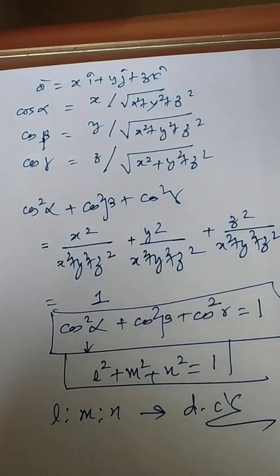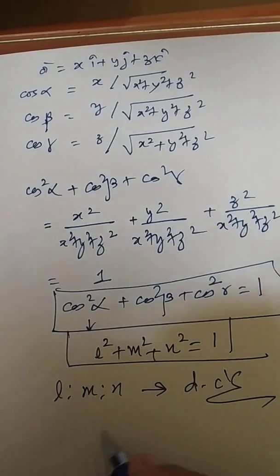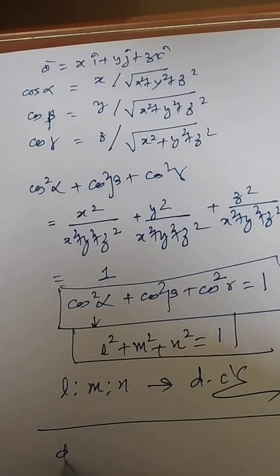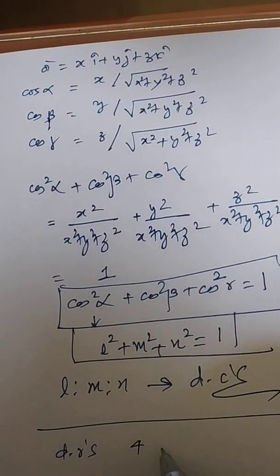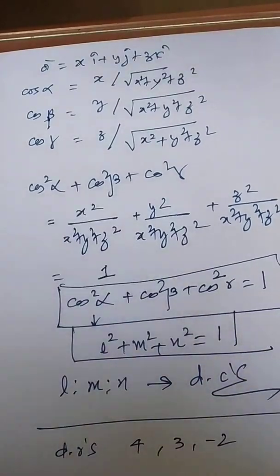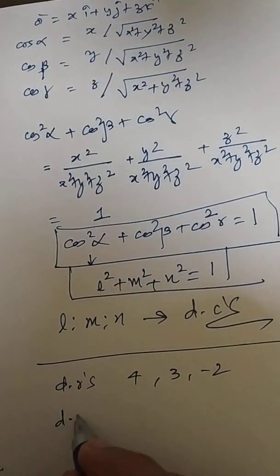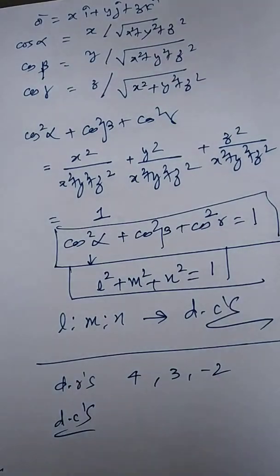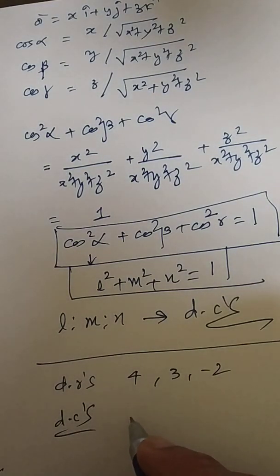That is to be called as direction cosine. Followed this now. Now, one can ask a question like this also. If the direction ratios are 4, 3 and -2, what will be the direction cosine? What will be the direction cosine? Now, how to get the direction cosine?